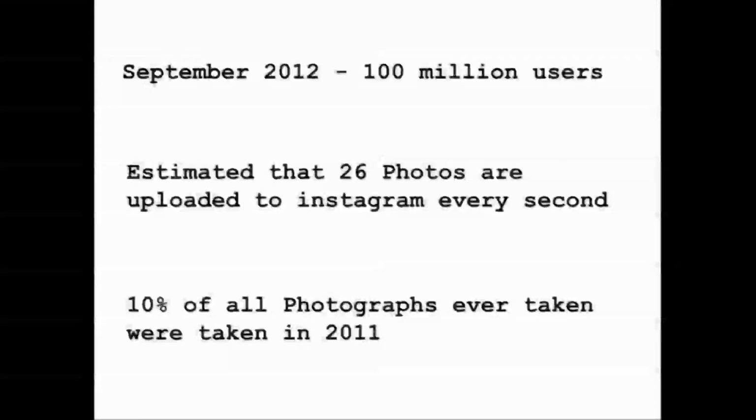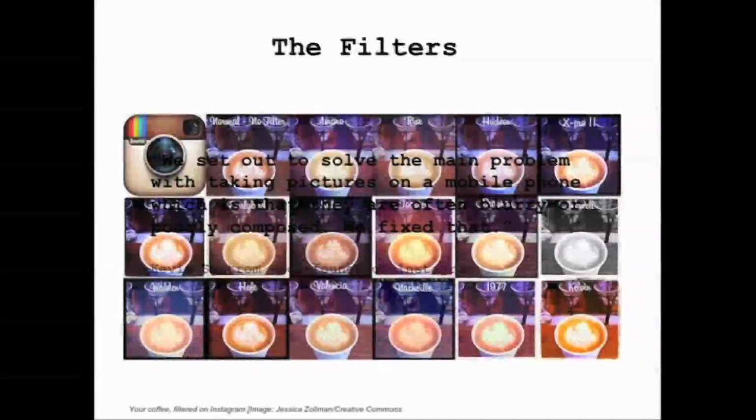In September 2012, Instagram reached 100 million users, and it's estimated that 26 photographs are uploaded to Instagram every single second. So we can understand that 10% of all photographs ever taken were taken in 2011. And there's one thing that we've missed out so far, which we haven't talked about, and that's the Instagram filter.